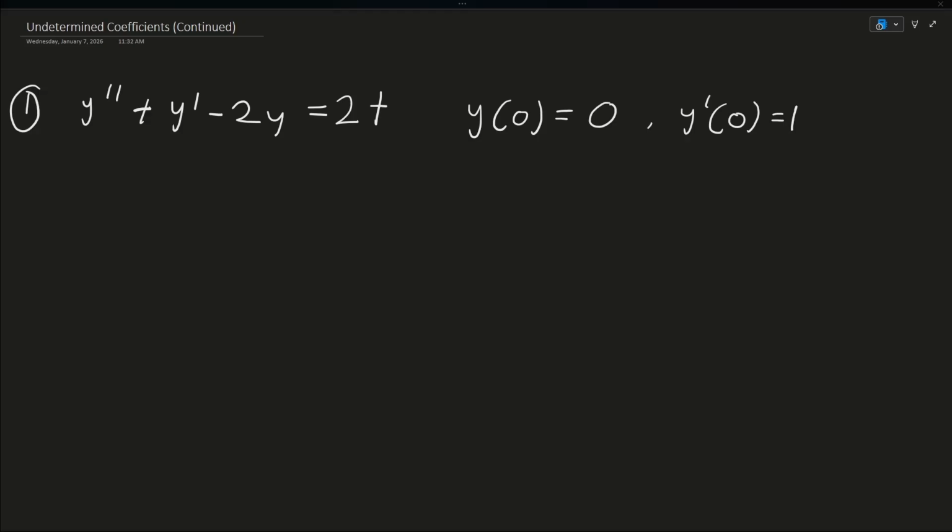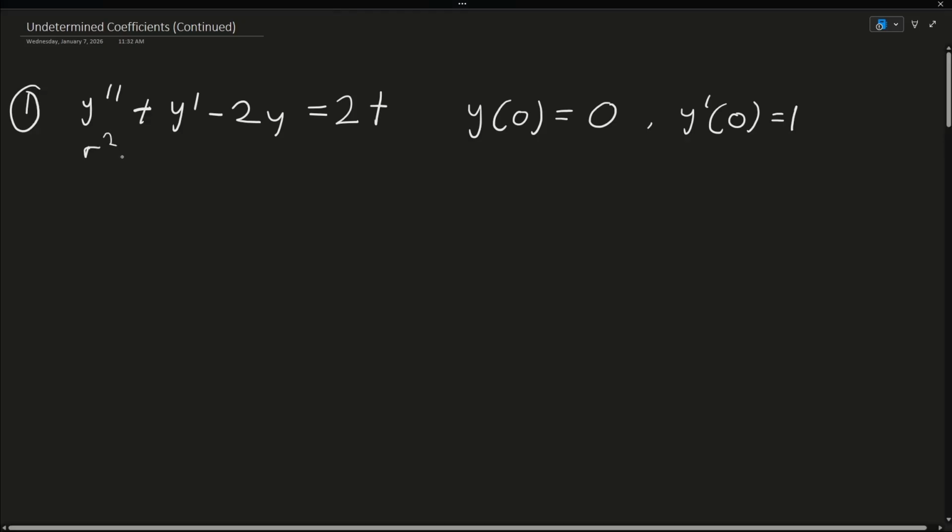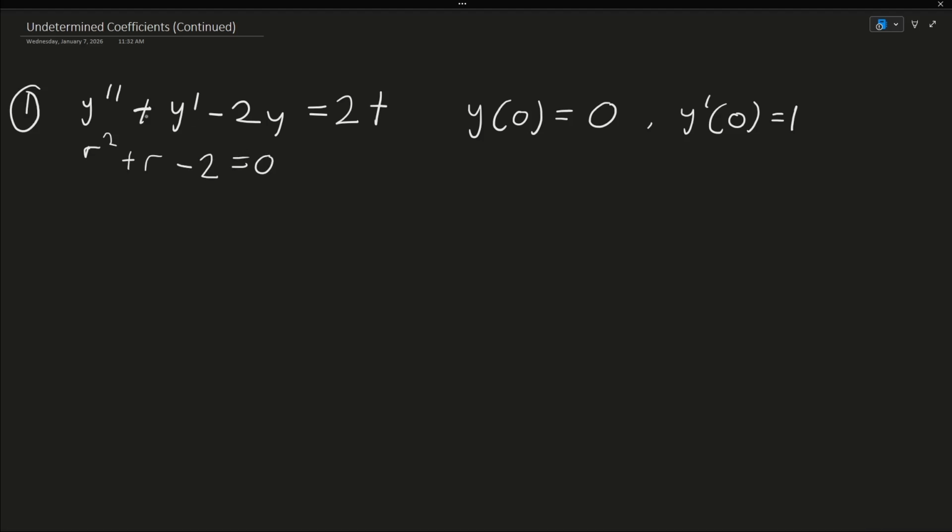First of all, what we want to do is use the characteristic equation to find the homogeneous solution. So we're going to write r squared plus r minus 2 equals 0. This is the characteristic equation of the homogeneous part. Factoring this gives us r plus 2 multiplied with r minus 1. So this gives us r1 equals negative 2 and r2 equals 1.